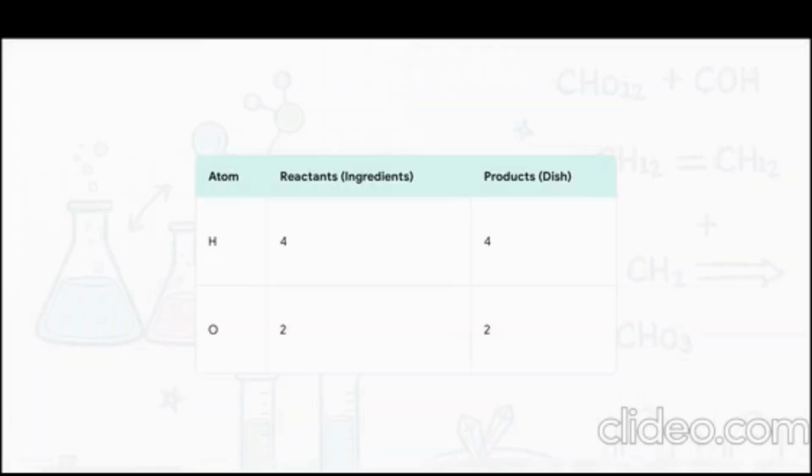Let's see this in action with a super common recipe, making water. The recipe says 2H2 plus O2 gives us 2H2O. Now let's do a quick head count. On the left side are the ingredients. We have 4 hydrogen atoms and 2 oxygen atoms. And on the right side, in our final dish, what do you know? 4 hydrogen and 2 oxygen atoms. It's a perfect match. The books are balanced.